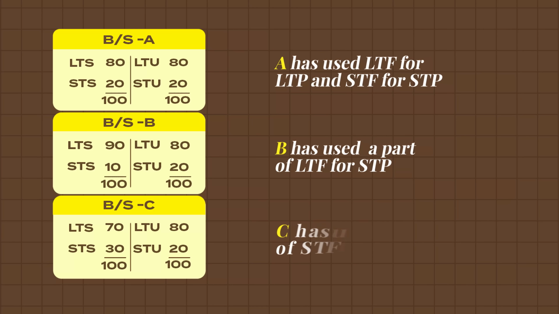What about C? How much long-term money do they have? 70. How much is the utilization? 80. Even if all the long-term money went into buying the long-term assets, they're running short of 10. But so far as short-term is concerned, they have 10 extra. This money seems to have been diverted for buying the long-term assets. C can be described as a company that has used a part of short-term funds for long-term purposes. Now, which is the healthiest of the three? As usual, give your answer in your mind and compare it later.